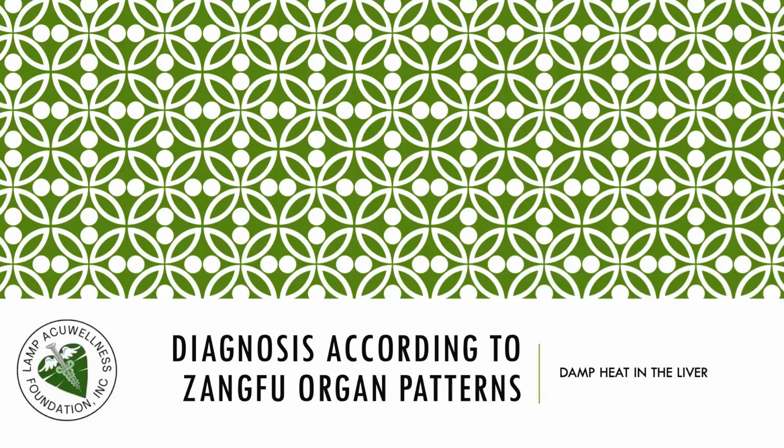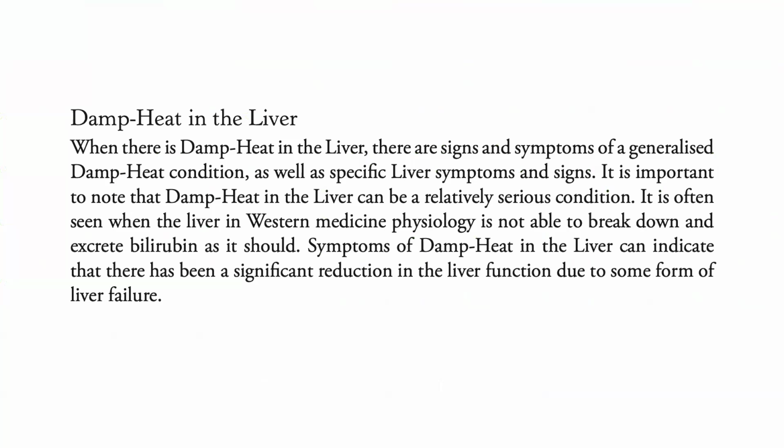Diagnosis according to Zangfu organ patterns: damp heat in the liver. When there is damp heat in the liver, there are signs and symptoms of a generalized damp heat condition, as well as specific liver symptoms and signs. It is important to note that damp heat in the liver can be a relatively serious condition.